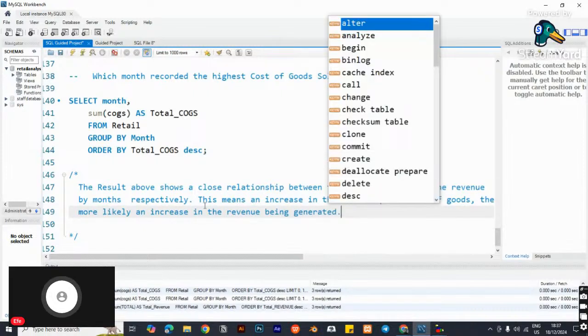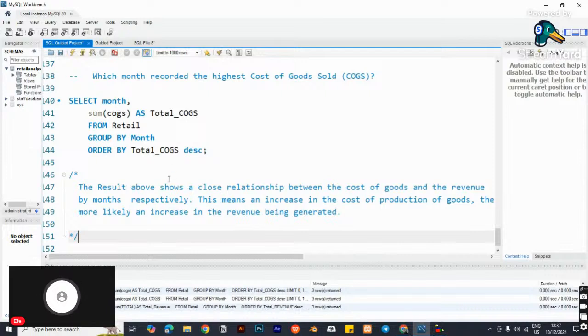Okay, so when you're carrying out analysis, always think beyond the numbers, beyond what the data set is showing. What does it really represent? All right, so we can plot this in a graph now, and this is what we can denote. You can say that the result above shows a close relationship between the cost of goods and the revenue by month respectively. What does that mean? We're interpreting the data set.